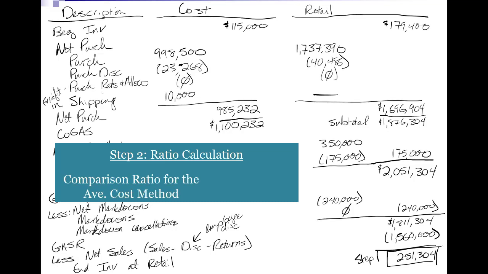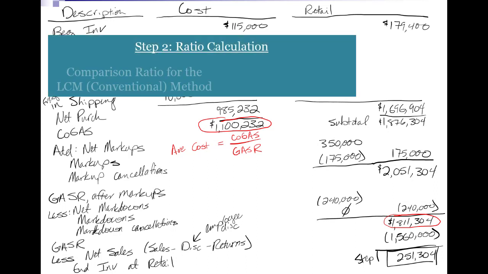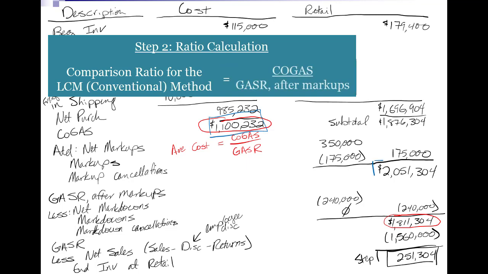And under the average cost method, I take my cost of goods available for sale and I divide by goods available for sale at retail. So average cost, my ratio is cost of goods available for sale divided by goods available for sale at retail. That's one method. The next most popular method is the lower of cost or market method. And with that one, I again use cost of goods available for sale, but now I do it after my markups.